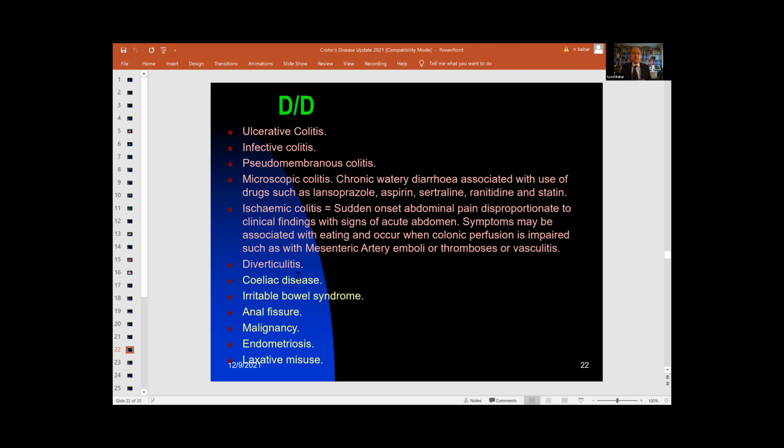So the differential diagnosis is with a large range of bowel conditions, including ulcerative colitis, infective colitis, ischemic colitis, and in ischemic colitis, there would be pain out of proportion to visible pathology, diverticulitis, microscopic colitis, and IBS. Another emerging factor is laxative misuse.